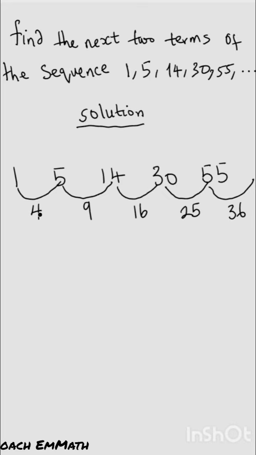Observe something as well. 4 plus 1 is 5, 9 plus 5 is 14, 16 plus 14 is 30, and so on and so forth. So that simply means my next number is going to be 36 plus 55, and that's going to give me 91. So I'm going to be having 91 next. Because we are asked to find the next two numbers, we have found one already. We are left with one.